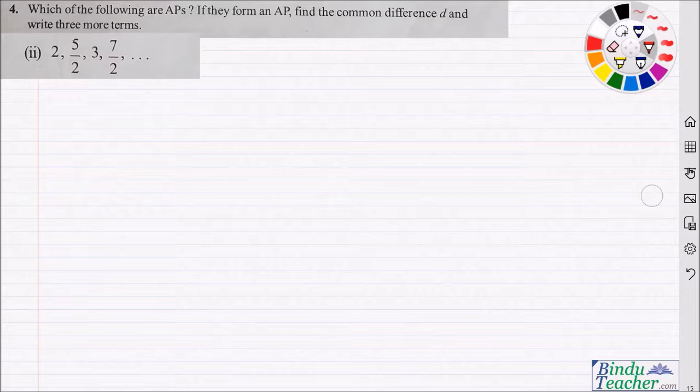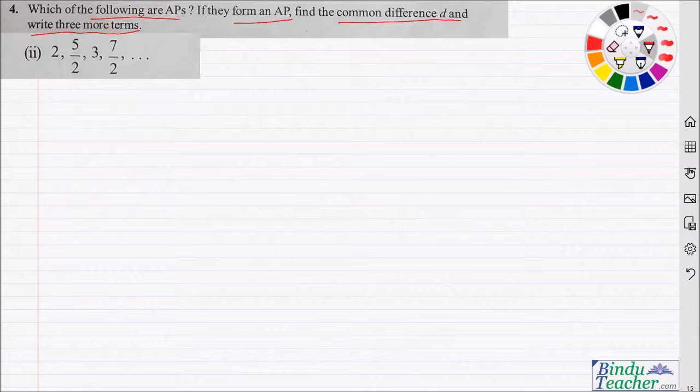Let's solve this question together. Which of the following are arithmetic progressions? If they form an arithmetic progression, find the common difference d and write three more terms. So what we must do is look at the list of numbers and check if they are an arithmetic progression. Only if they are, we must find the common difference and also write three more terms.